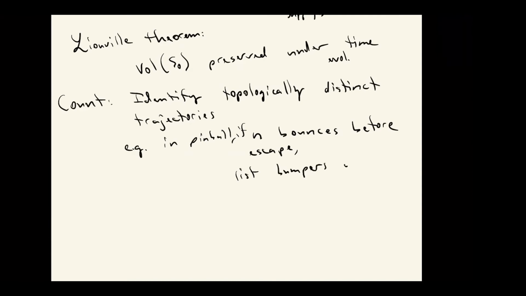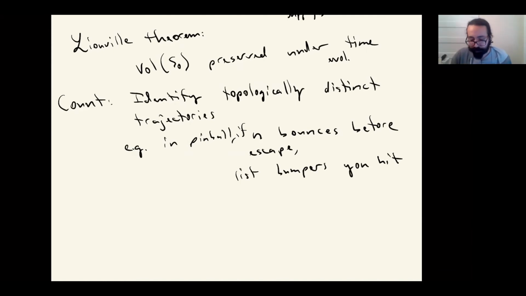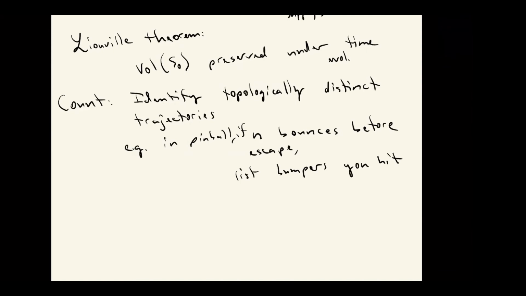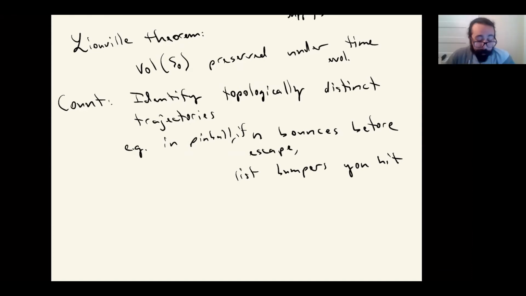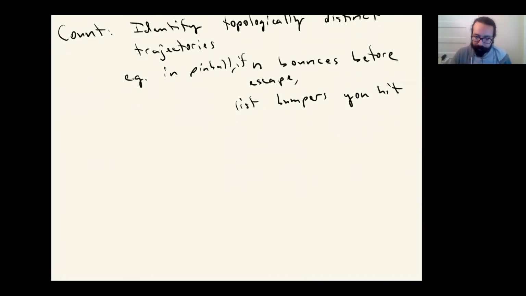What do you mean by topologically here? Exactly. So I do mean, honestly, in a sharp mathematical sense, these periodic orbits in phase space. But in this context, I just mean topologically in the sense of which bumpers you are hitting.